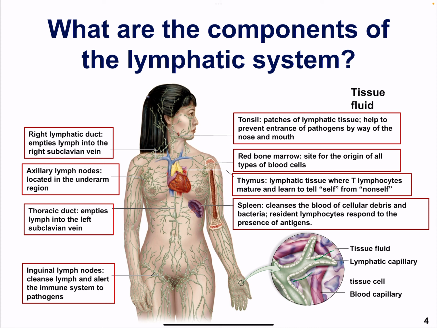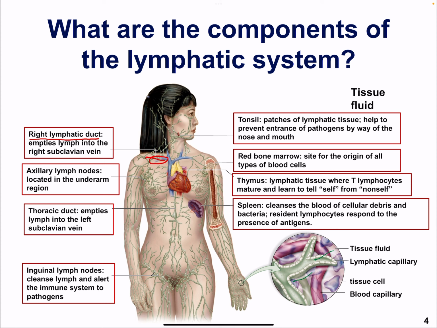So now on the left hand side, let's go step by step. We have the right lymphatic duct. The right lymphatic duct is going to empty the lymph into the subclavian vein right here. And the clavicle is right here. The subclavian vein goes underneath the clavicle, right? So this is where the lymph is emptied from the right lymphatic duct.